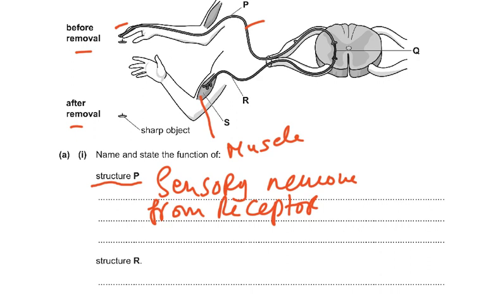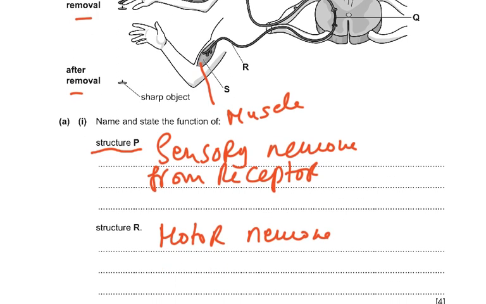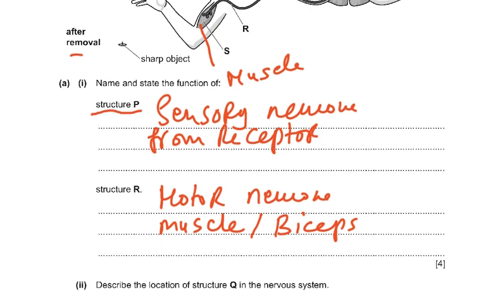Then structure R is the motor neuron. Now the motor neuron is going to be carrying what? It's going to be carrying to the muscle, or you could have said the biceps muscle. So motor neuron is carrying impulses to the biceps muscle, and a mark is there for the impulse. So you can see there are 4 marks, but there are 5 mark scheme points. So if you wrote sensory neuron carries impulses from the receptor, motor neuron carries impulses to the muscles or the biceps muscle, well, you got your 4 out of 4.